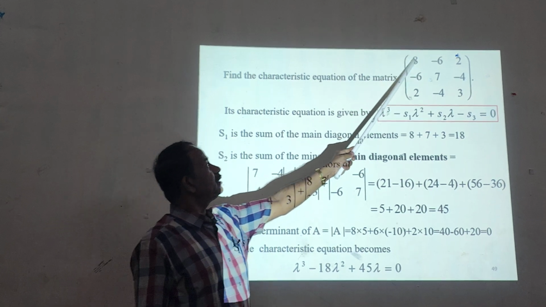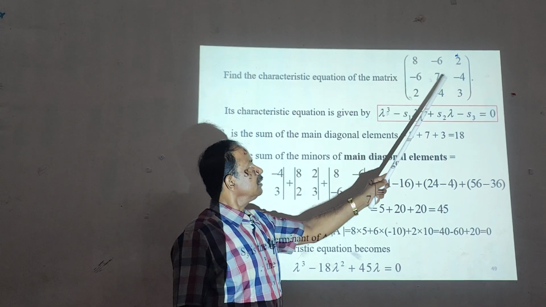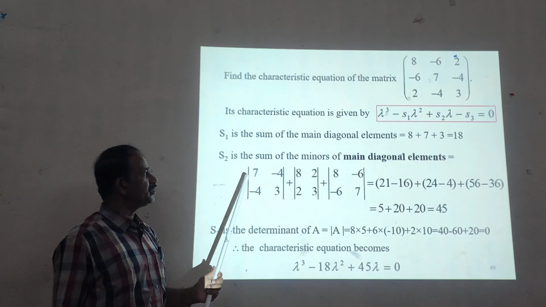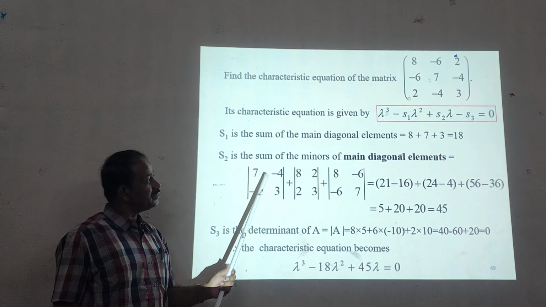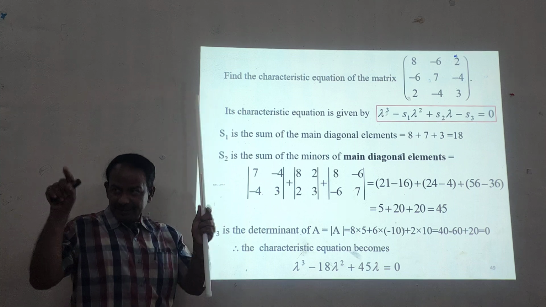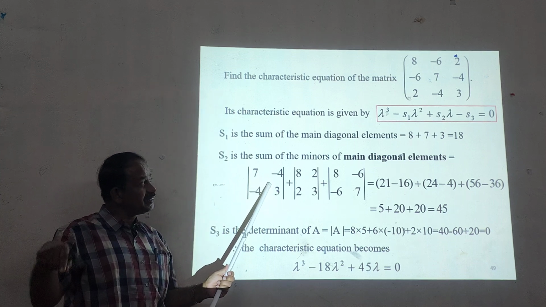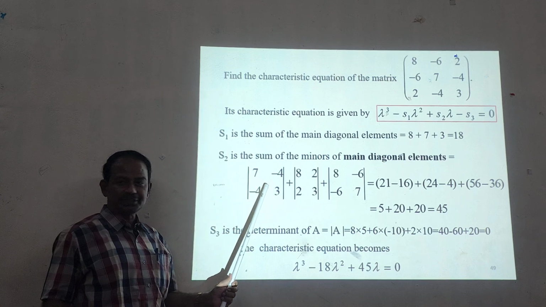How to find out the minor? You just do like this. Remaining term will be 7 minus 4, 3. So this is your that. Okay. Sum of minus of main diagonal elements.